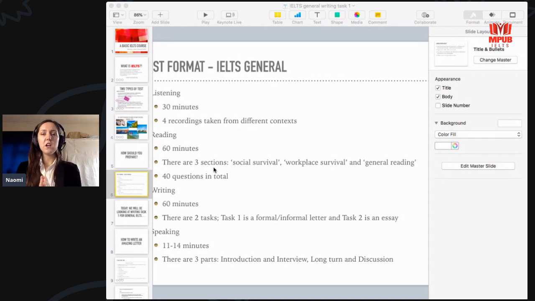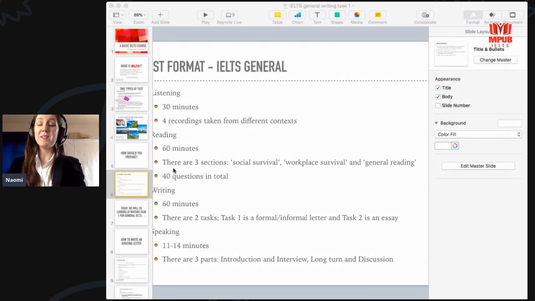So the first thing I want to do while I'm reading, in my first 2 minutes, I want to identify the type of letter that I need to write. So there are 3 types of letter that I could write: formal, semi-formal, or informal. Who am I writing to in this letter? Who am I writing to?